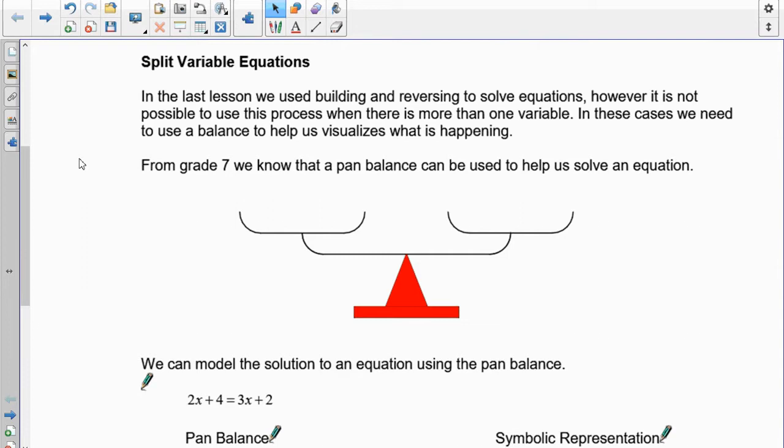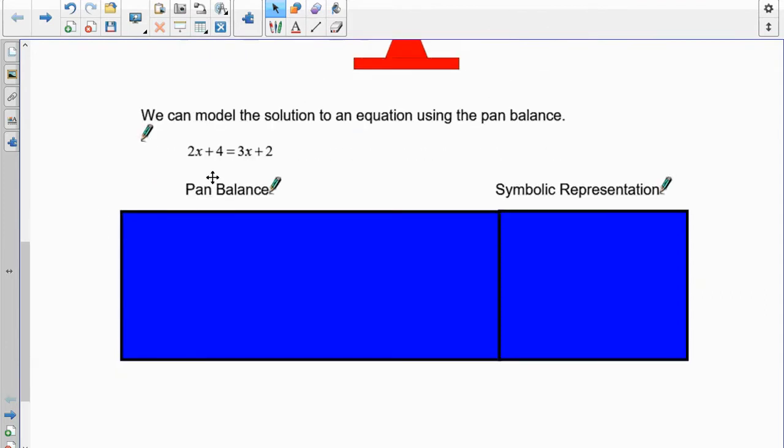In last session, we used building and reversing equations to help you to be able to solve problems. And this works just fine, except that sometimes we have a different situation. If you take a look down here, this is what we call a split variable. We have variables split off on both sides.